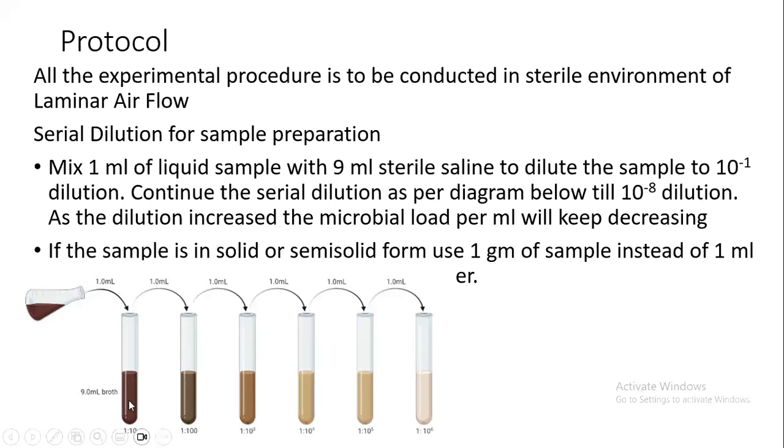After mixing the sample and the diluent or the saline, we need to transfer 1 ml of the diluted sample from the first tube to the second tube. This will lead to 1 to 100 dilution in the second tube. In this way, we mix and transfer 1 ml of sample to the subsequent tubes to complete the serial dilution method. In case we are making use of a solid sample, then we need to measure 1 gram of the sample instead of 1 ml.